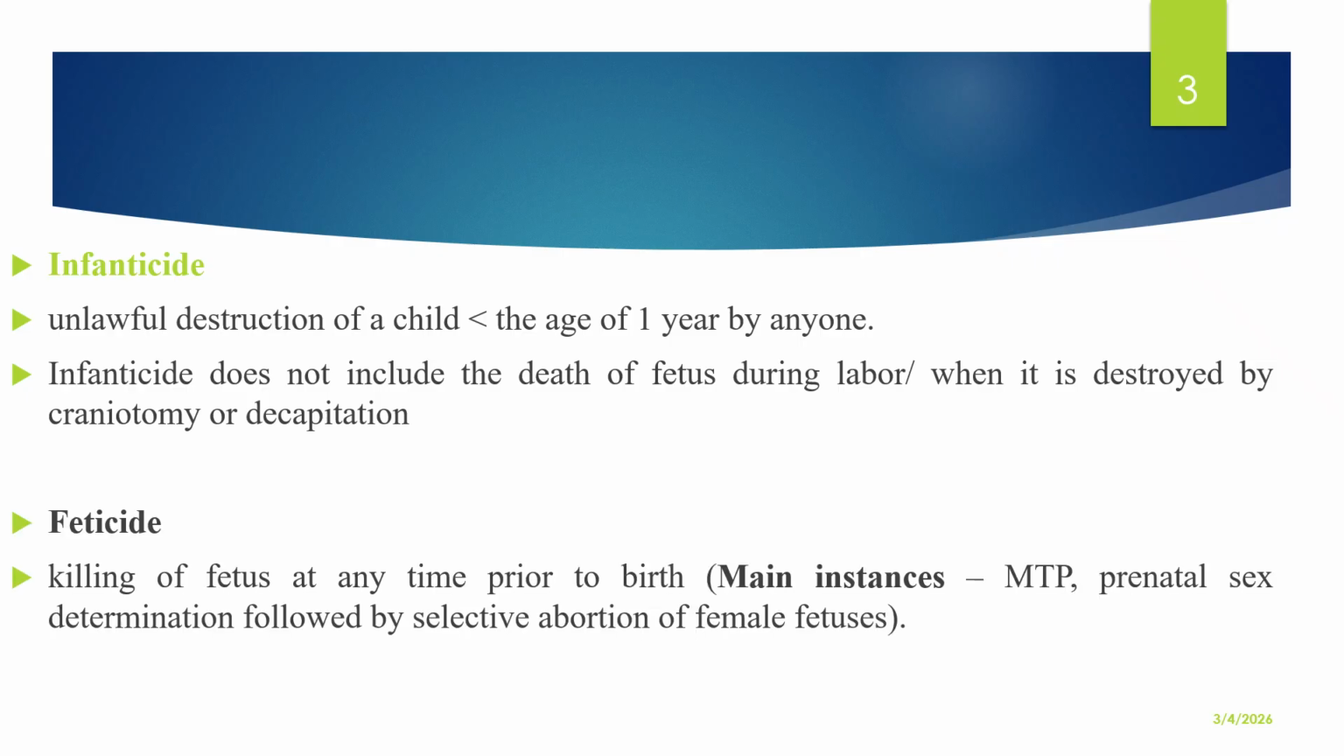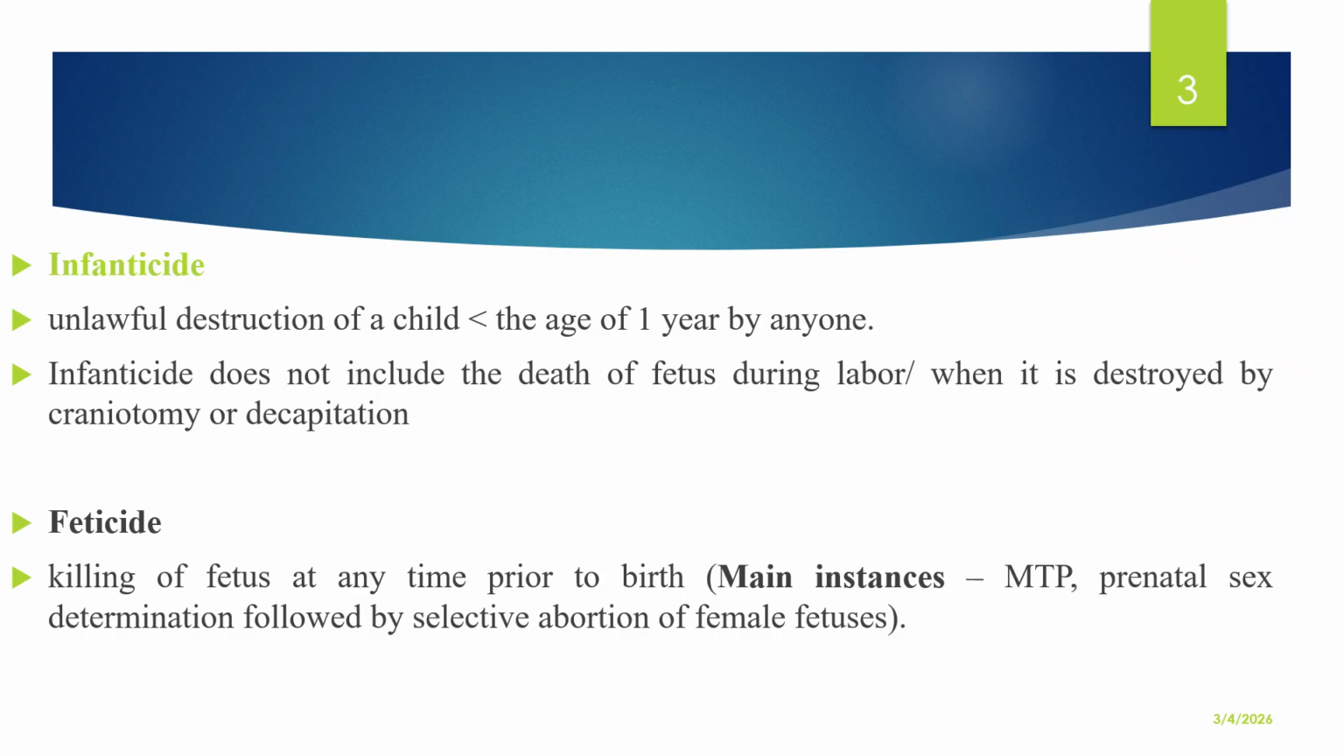So coming to the definition, infanticide is the unlawful destruction of a child below the age of 1 year by anyone. It does not include the death of the fetus during labor or when it is destroyed by craniotomy or decapitation. So, in infanticide, the death of the child has to occur within a span of 1 year or less by anyone, and it will not include craniotomy or decapitation, or death that has happened during the process of labor. These are some of the exceptions.